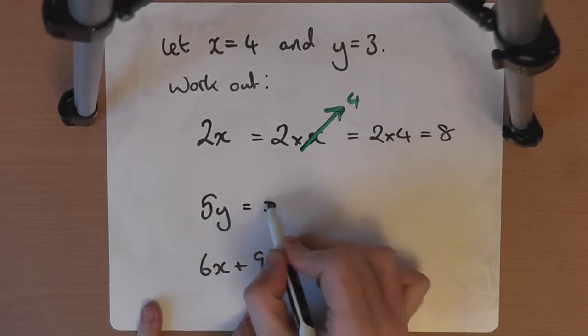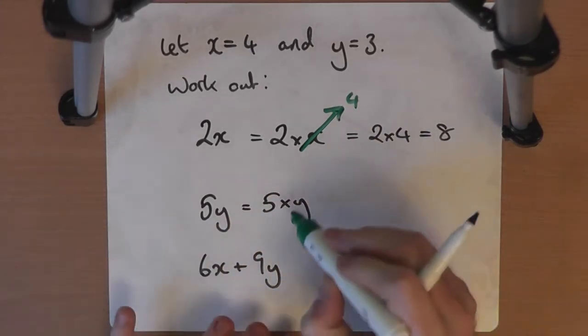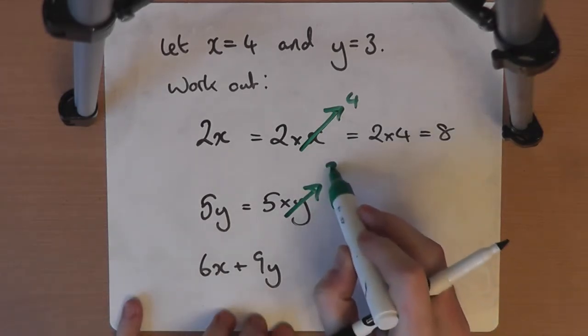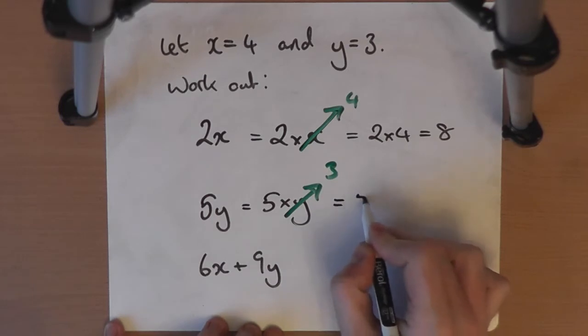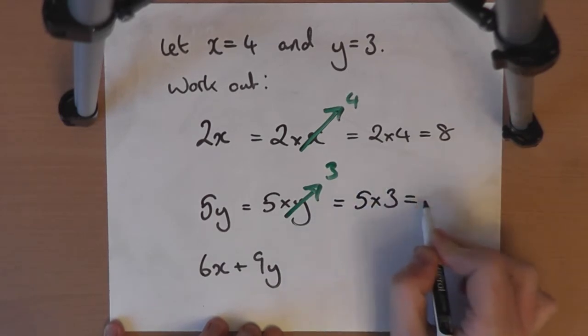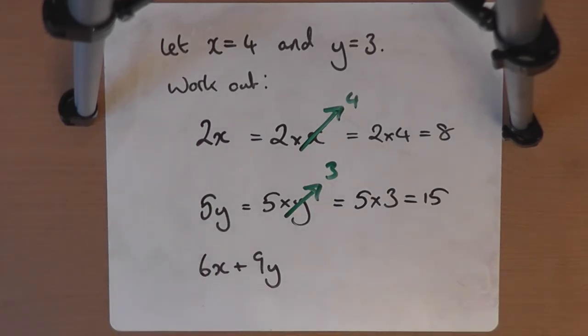5y would be 5 times y if we were to put that times back in, but we now know y to be 3. So we swap the y out for the number 3. 5 times 3 is 15. And 6x plus 9y, well we can do exactly the same thing with those.